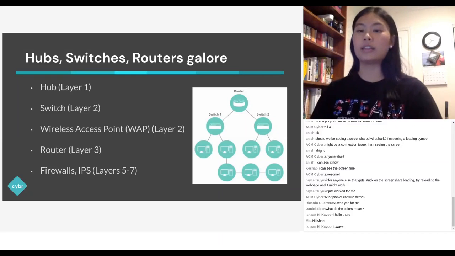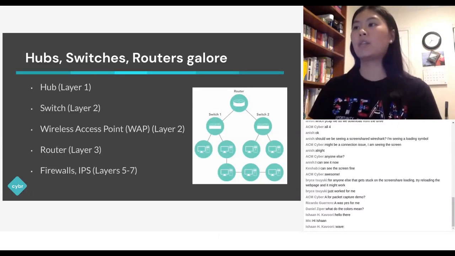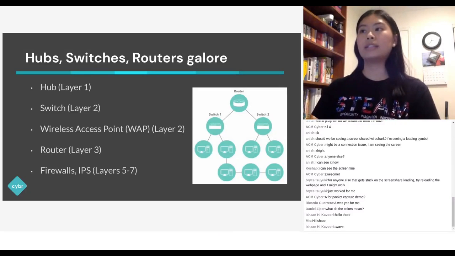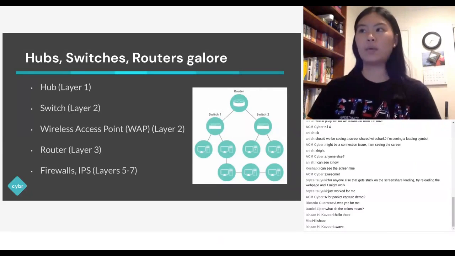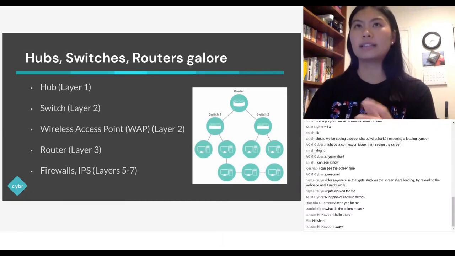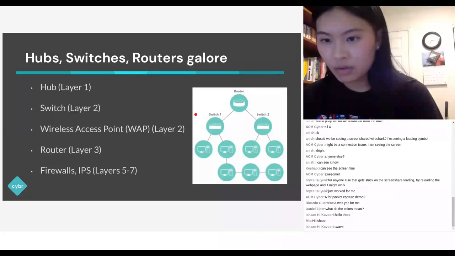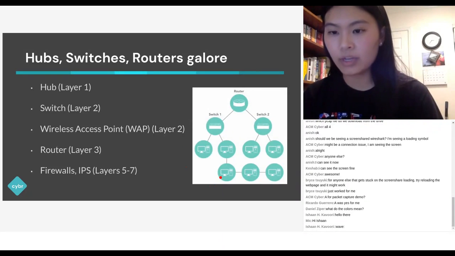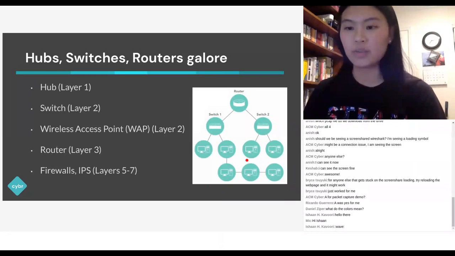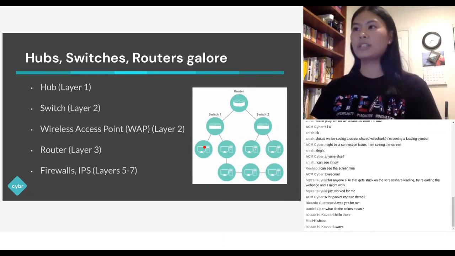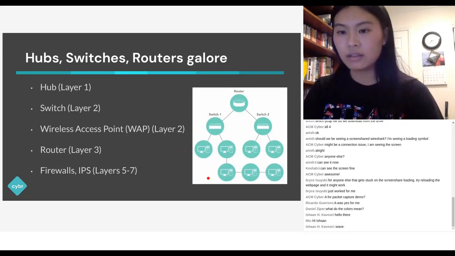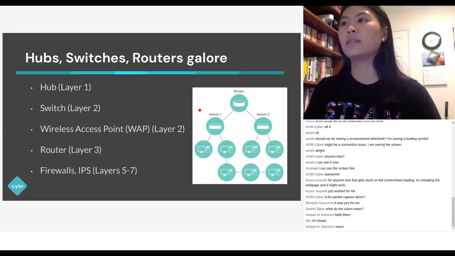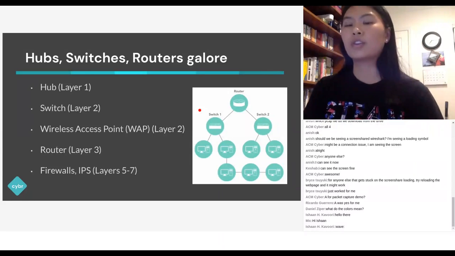A switch works on layer 2, which is the data link layer. It forwards packets based on the destination MAC address, and then sends traffic only to that specific port, within the same subnet. If you look at this picture, you see how a switch connects several host machines, and then another switch connects another set of host machines. This is like your local area network.